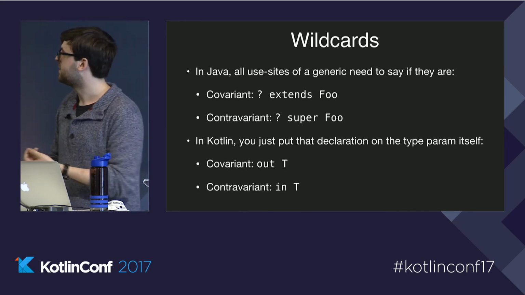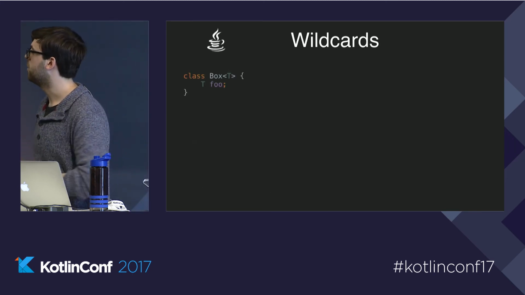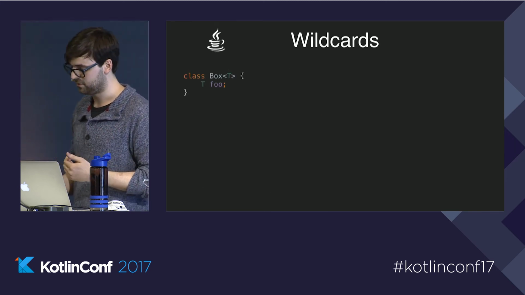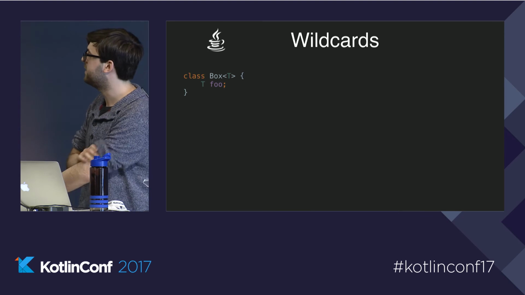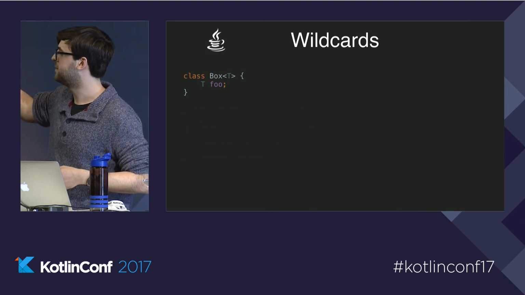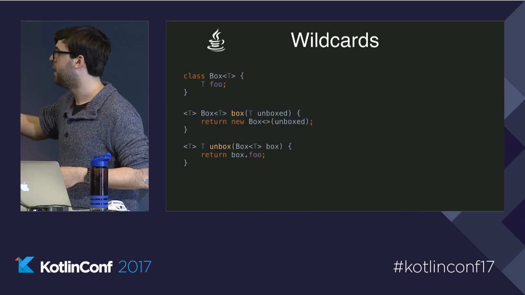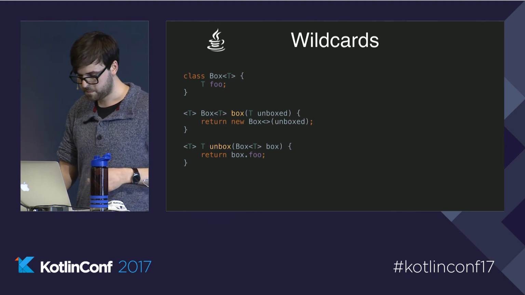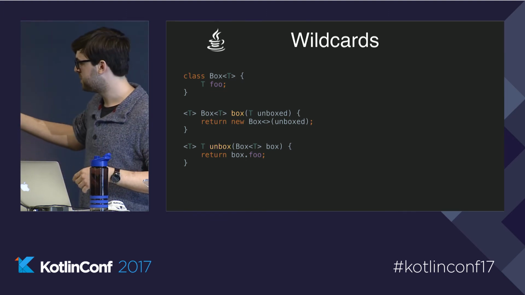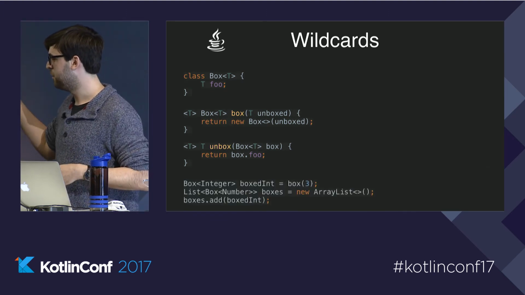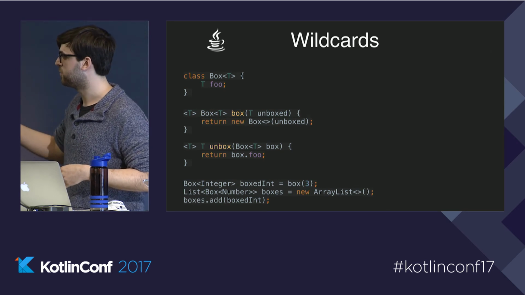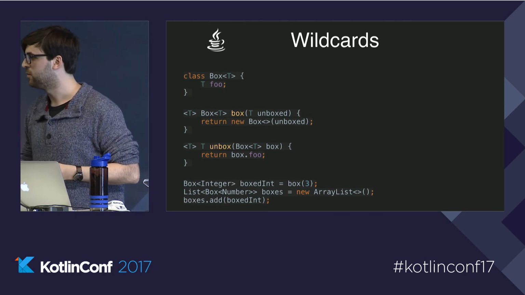So let's look at an example. This Box class is just a wrapper around literally just a field, right? And we have these methods that take a field T and return a Box, and take a Box and return a T. Super simple. And then you go, all right, I'm going to box up my integer, make a boxed int, and I'm going to put it into this new ArrayList of numbers, right? Maybe I want to put some boxed floats in there later.